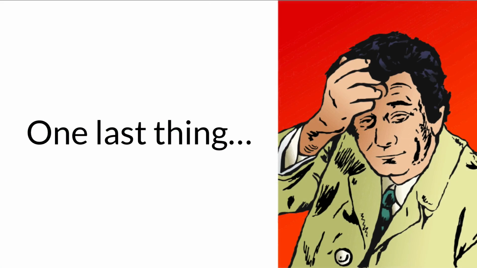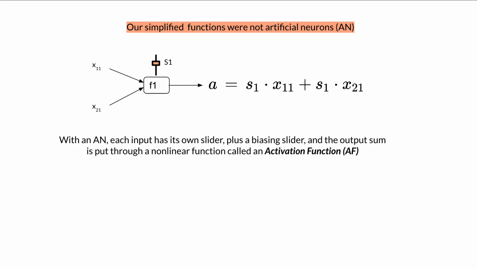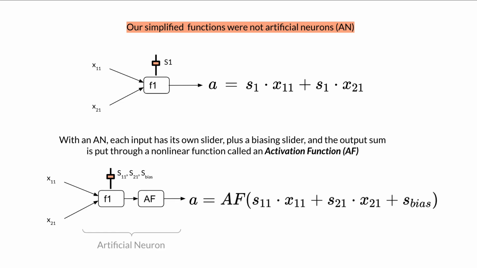So one last thing then. We said that hitherto our nominal functions, the toy functions we've been using, these weighted sums, a equals s1 x11 plus s1 x21, are not artificial neurons, they're not perceptron equations. So what happens if we switch to the actual perceptron equations? With an artificial neuron, each input has its own slider, and then we introduce a biasing slider to move the whole function up and down, and then the final output of that sum is put through a non-linear function called an activation function.